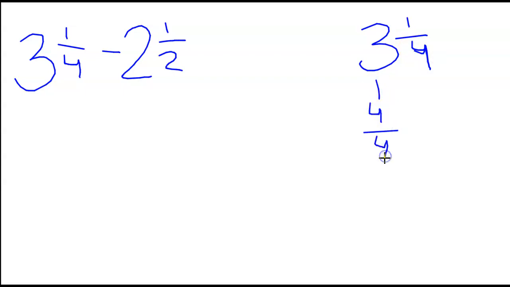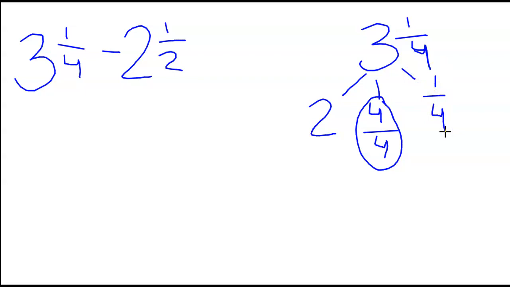I know that 1 is the same as 4/4, but is 3 the same as 4/4? No, because 1 less than 3 is 2, right? So when I pull out that whole, I have 2 wholes, that 1 whole that I'm changing into fourths, and then I still have that 1/4. Again, this is a review from our 4th grade year. So I have 2 wholes, 4/4, 1/4. 2 plus 4/4, that gives me that 3. I still have that 1/4.